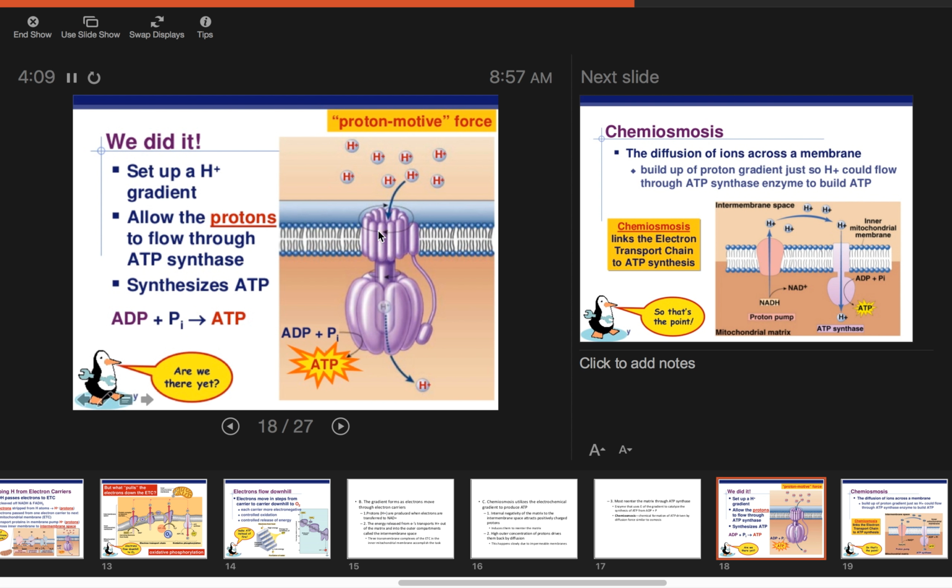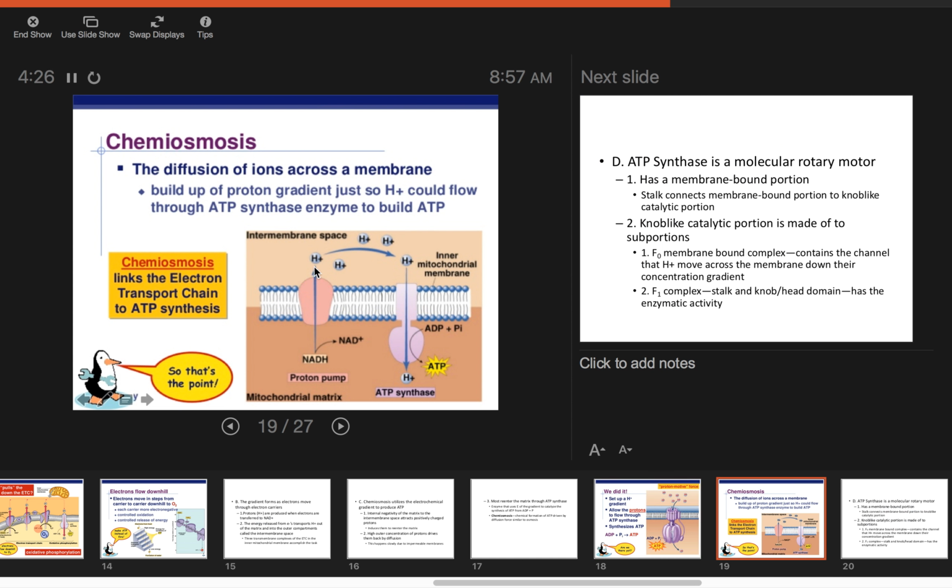Okay, so here's what ATP synthase looks like. On your exam, you do need to know what ATP synthase is made up of. So we've set up a hydrogen gradient. It flows through, it spins. ADP plus P equals ATP. This is chemiosmosis, diffusion of ions across a membrane of some type.